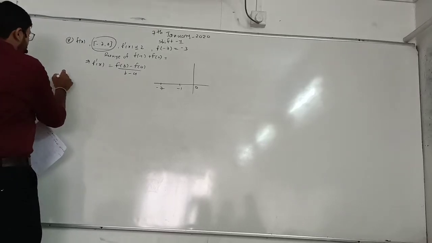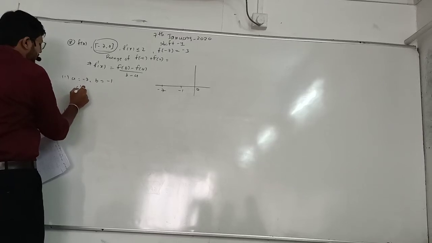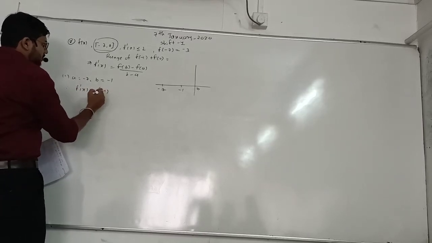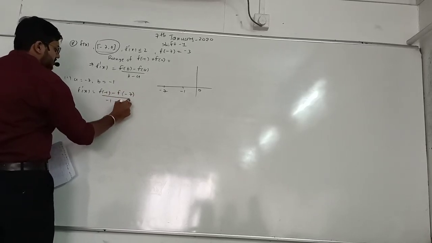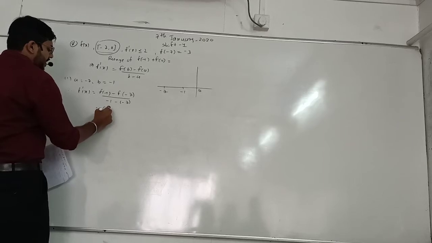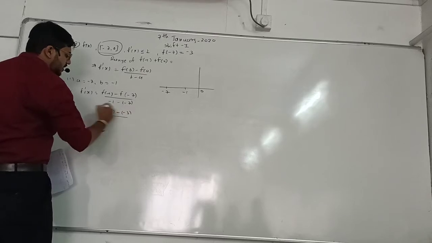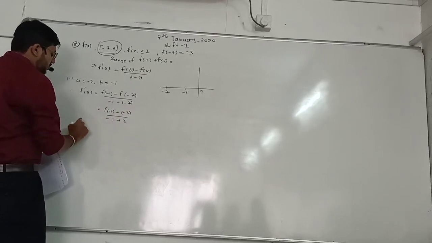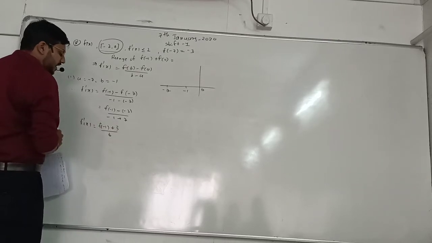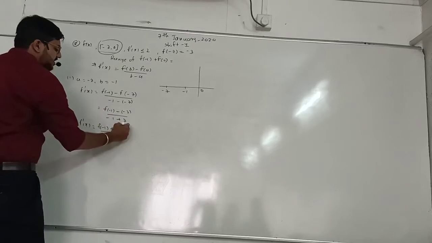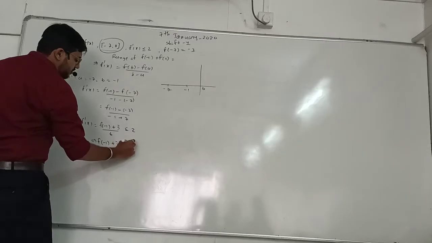So first case, a equals minus 7 and b equals minus 1. So f dash of x equals f of minus 1 minus f of minus 7 by minus 1 minus minus 7, which is equal to f of minus 1 minus, f of minus 7 is already given, minus 3, upon minus 1 plus 7. So f dash of x equals f of minus 1 plus 3 by 6. Now we have a condition that f dash x is less than or equal to 2. So f of minus 1 plus 3 is less than or equal to 12.